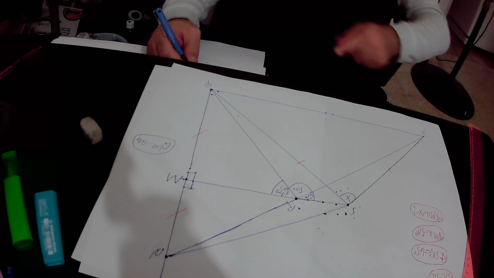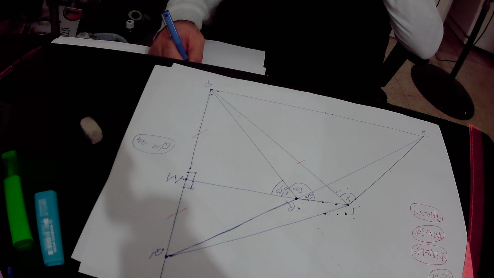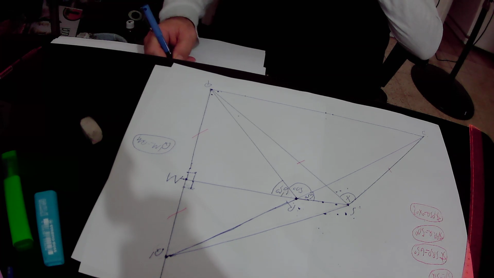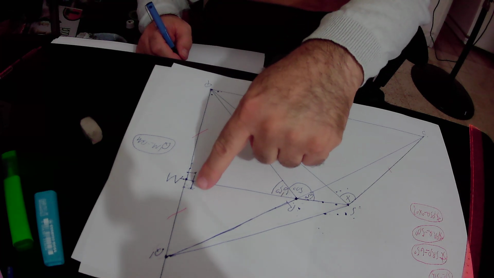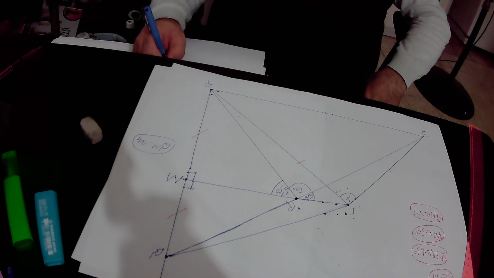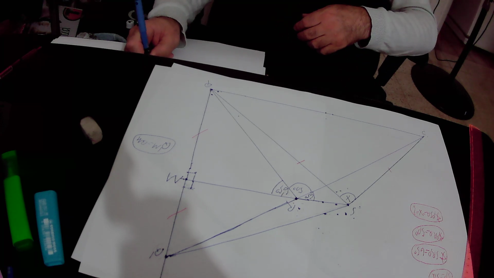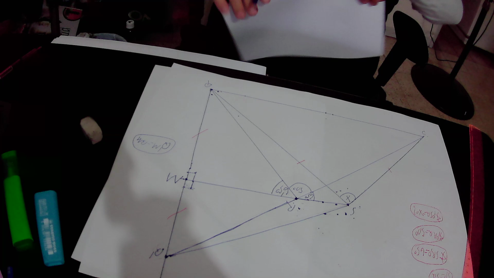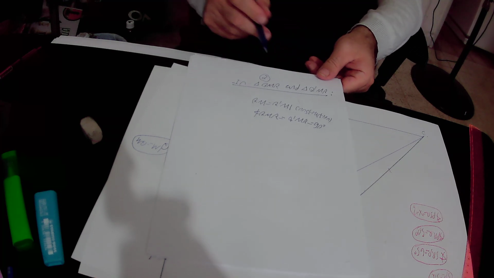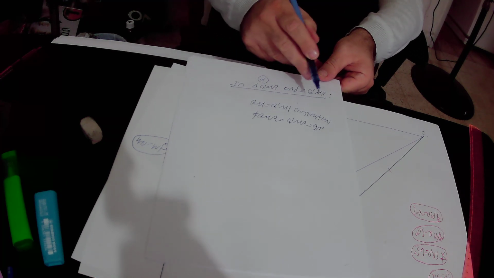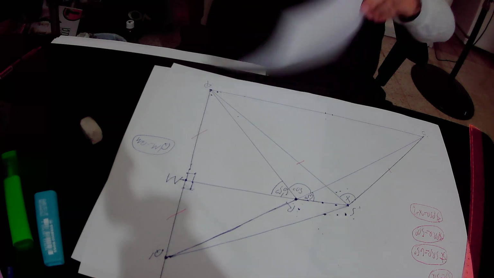So I write it down. Angle QMR is equal to angle Q'MR, this angle, and both angles are equal to 90 degrees.